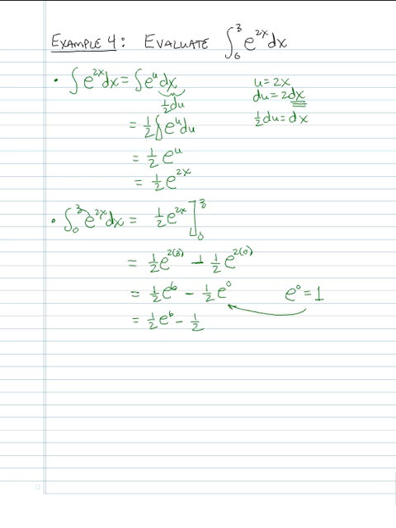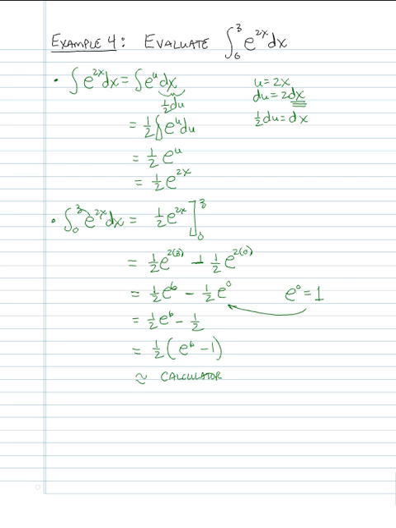Now, we might leave our answer that way. We might also notice that 1/2 is a common factor, and so we might factor it out, and so we could leave our answer looking like this. This is the exact value. Now, it may be that we are asked to give a decimal approximation to it, so we'd have to get our calculator out to do that, wouldn't we? Just pay attention to what MyMathLab is asking you to do.